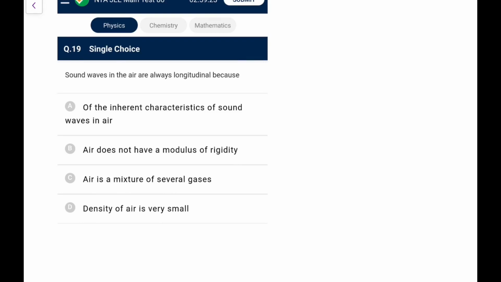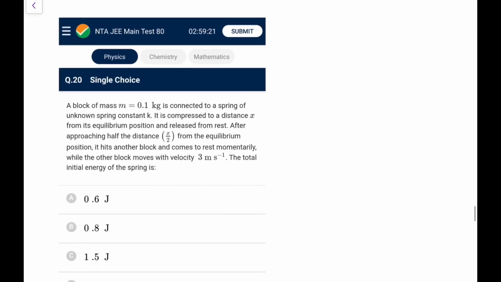Next, sound waves in the air are always longitudinal because of the inherent characteristics. Air doesn't have a modulus of rigidity. Air is a mixture of several gases. So for a transverse wave, it should have a modulus of rigidity. Air doesn't have it, so therefore option B is correct.